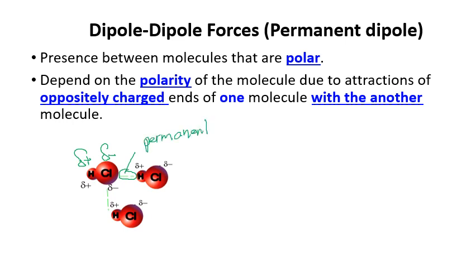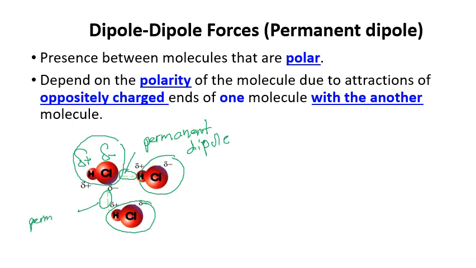Again, intermolecular forces exist between molecules. So here is one HCl molecule, one hydrochloric acid molecule, and here is another HCl. So this one is also considered a permanent dipole.